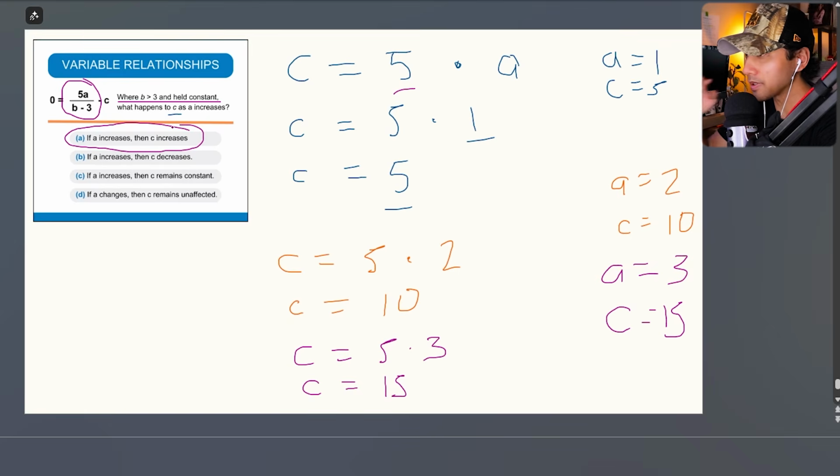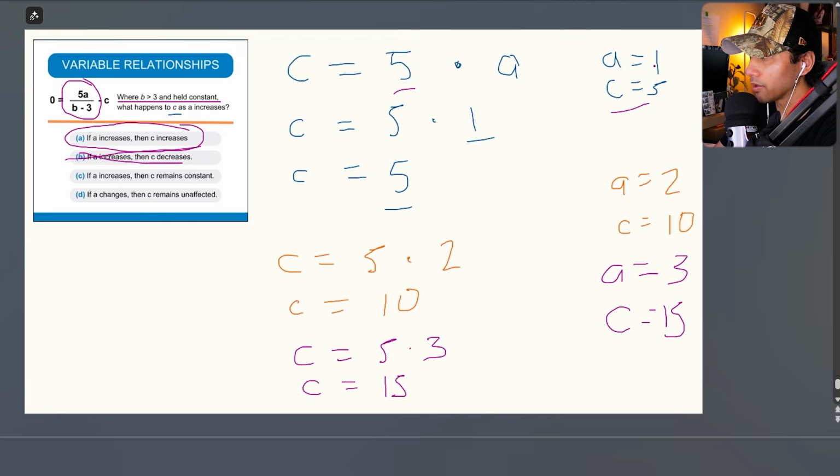But let's just disprove the other answer choices. If A increases, then C decreases. Just given what we did, that, in fact, is wrong. We see that C is increasing, so we can take that out.